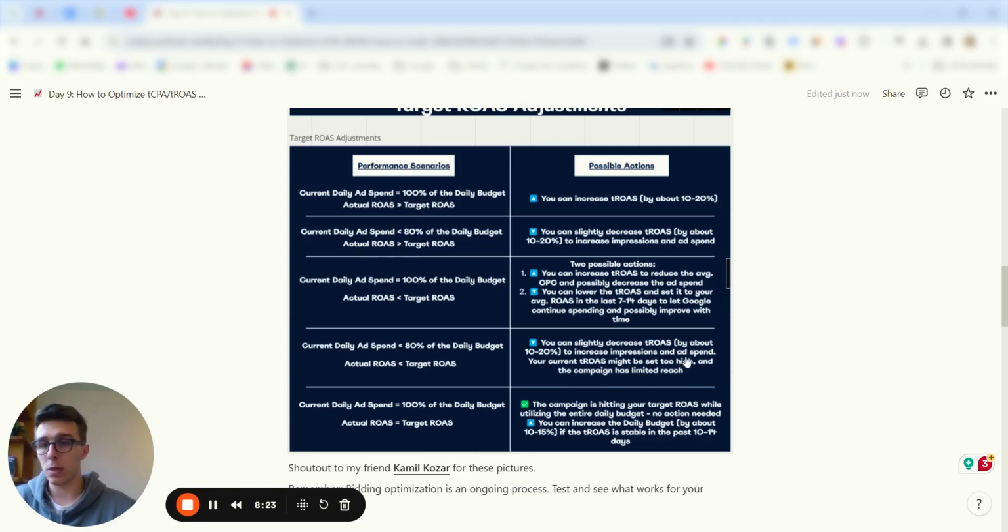Now, the last scenario: you're hitting your daily spend, all good, and you're hitting your desired ROAS. In this campaign, no action is necessarily needed, but in case you want to improve even further, you can increase the daily budget by about 10 to 15% if the target ROAS is stable in the last 10 to 14 days.